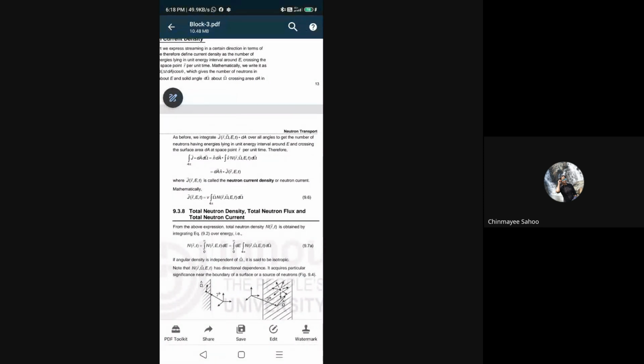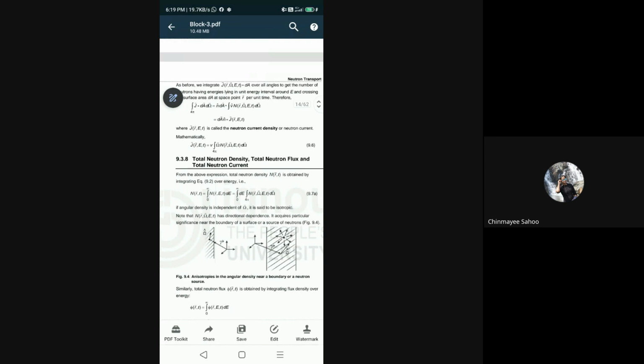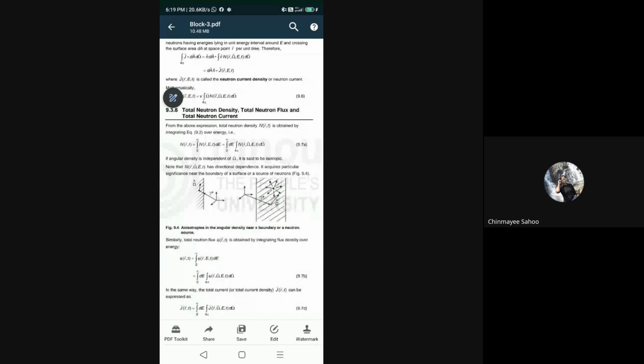So we can integrate J dA over all angles to get the number of neutrons having energies lying in unit energy interval around E and crossing the surface area dA at space point r per unit time. Therefore, the integration of J dA d omega is equal to n cap dA integration of V multiplied by N d omega. So this can be written as dA n cap multiplied by J, where J is called neutron current density or neutron current. Then total neutron density, total neutron flux, and total neutron current.